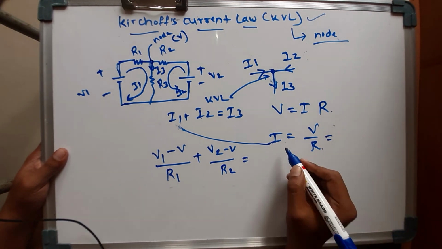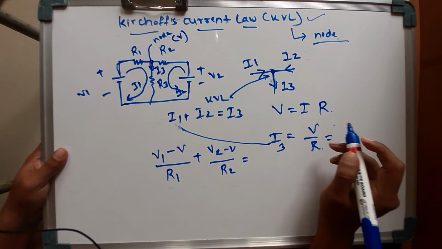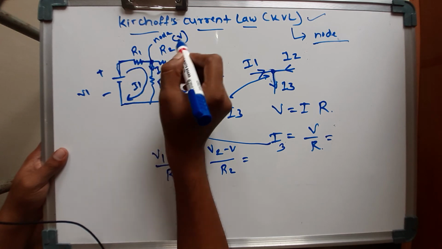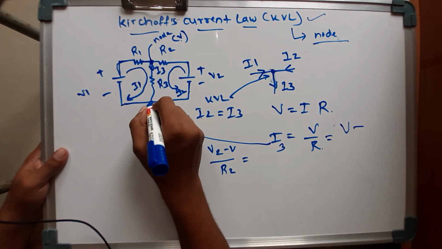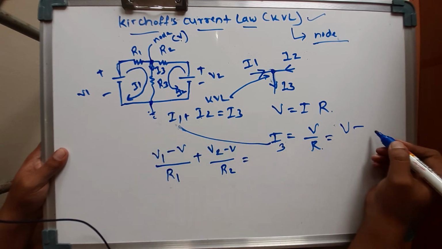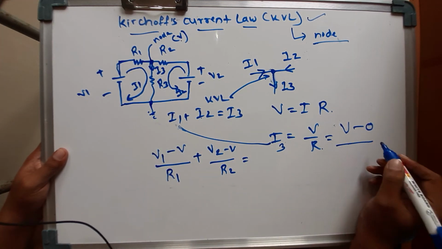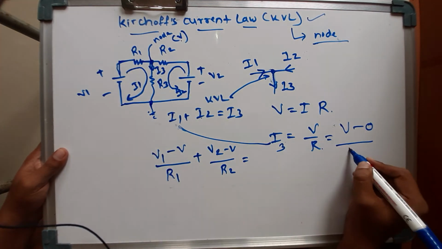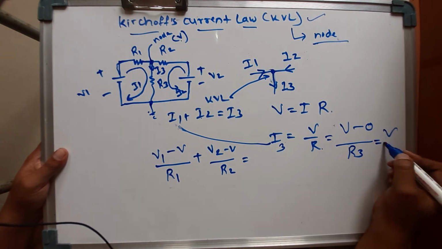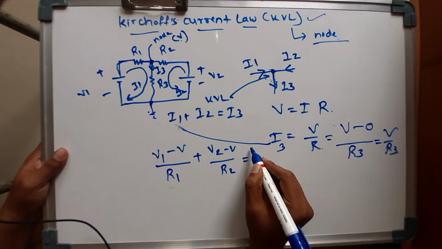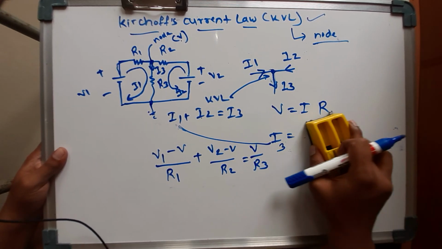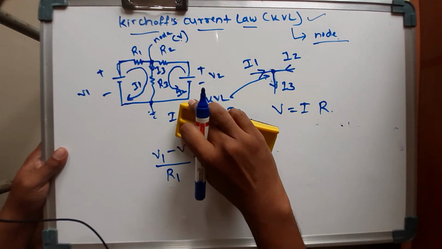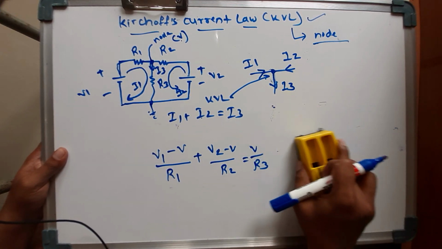Similarly I will go for R3, I3. For I3, it will start from this node V minus, here this is a ground node, so for the ground node it is 0 voltage, divided by R3. So here V by R3. Here you should apply Ohm's law, that is V equal to IR. So I equal to V by R.